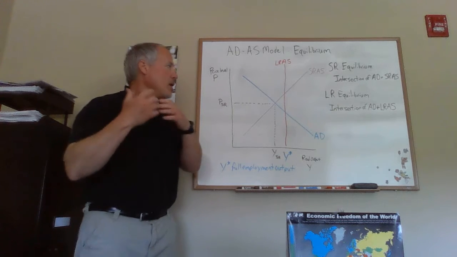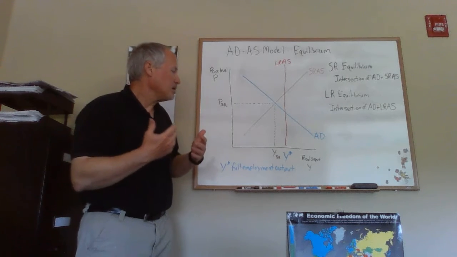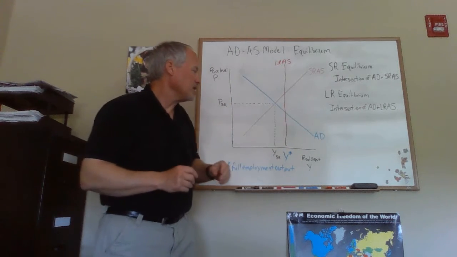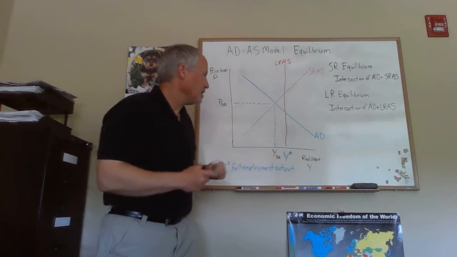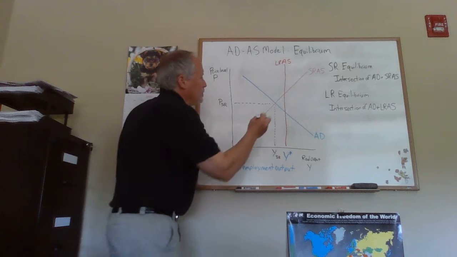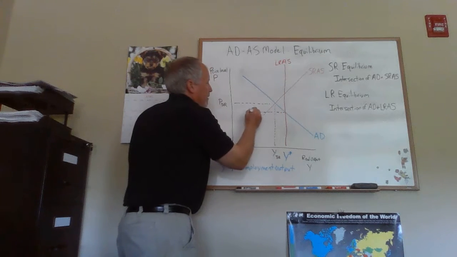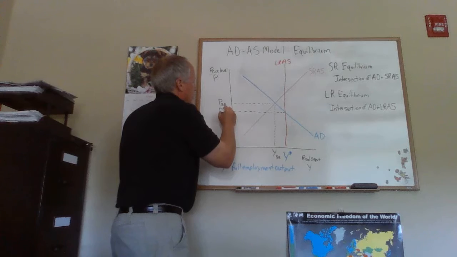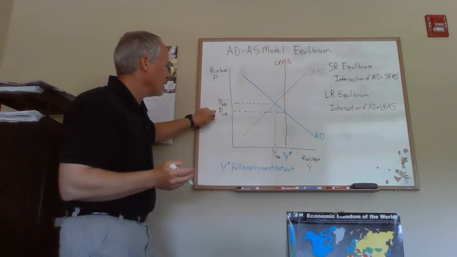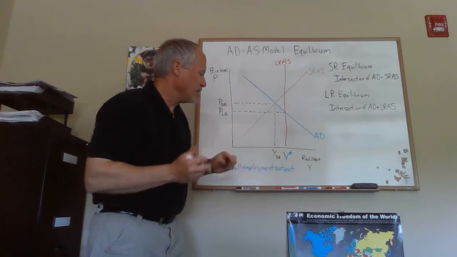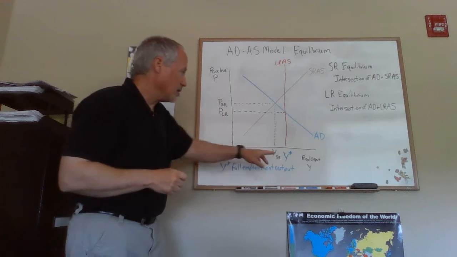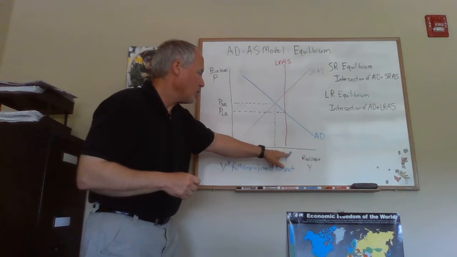In the long run, the output in the economy has to be Y star. Now, we said that the long run equilibrium is the intersection of aggregate demand and long run aggregate supply, and that occurs here in the economy. And then this will be the equilibrium price level, and this will be the level of real output in the economy. And the long run level of output is always going to be Y star.